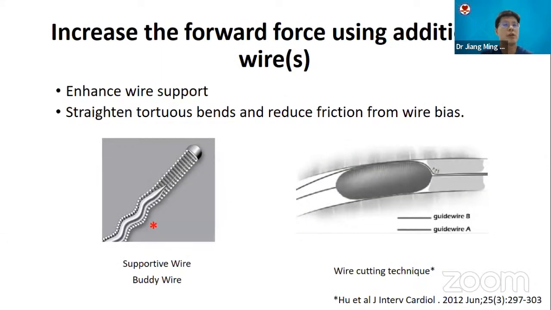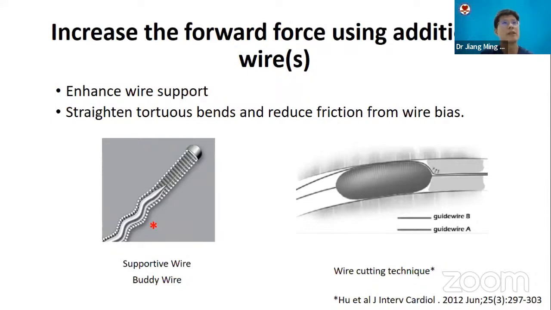Another way of increasing the forward force is to enhance the wire support. The use of extra supportive wire such as the Wiggle wire can help to overcome this problem. The Wiggle wire has several bends proximal to the tip as highlighted by the asterisk in the left-hand panel. It works by shifting the direction of the pushing force, either sidestepping or overstepping the obstacle. In this case, it could be a bend or a calcium, pushing the balloon or the stent away from the arterial wall, facilitating the delivery.